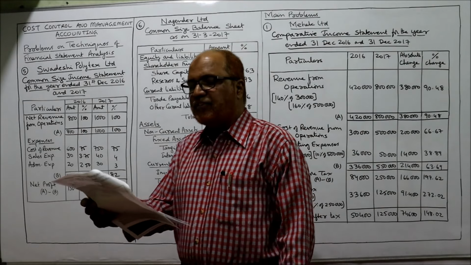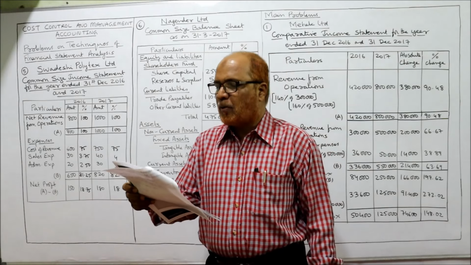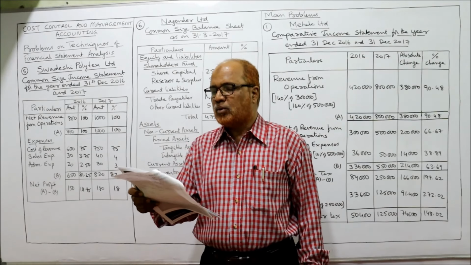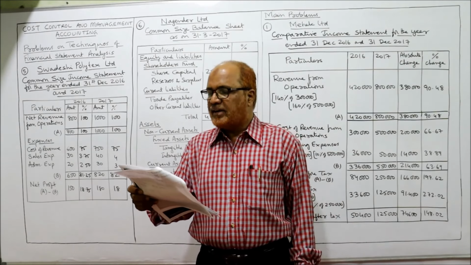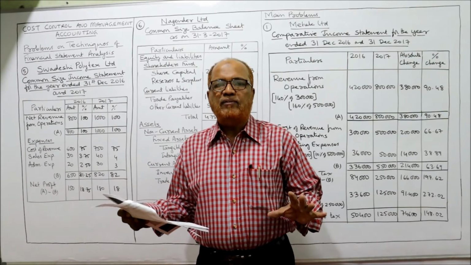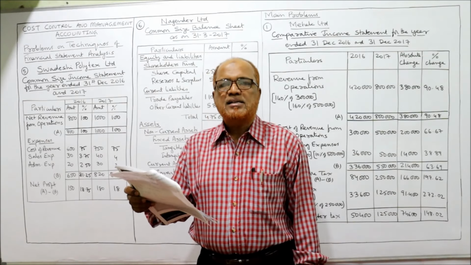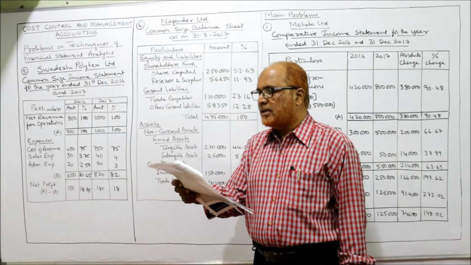Come on, see the 5th problem. From the following profit and loss account and balance sheet of Swadeshi Polytechs Limited for the year ended 31st December 2016 and 2017, you are required to prepare the common size income statement. So we are required to make only the common size income statement. The data is given for 2016 and 2017.